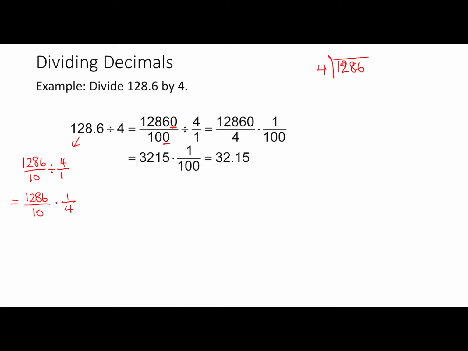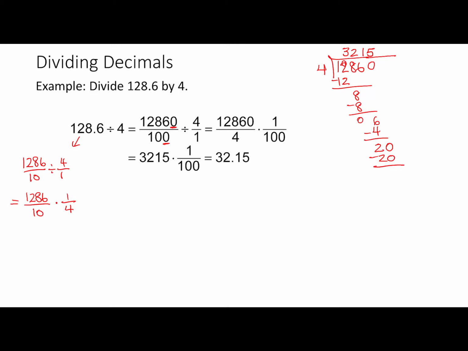So 4 goes into 12 3 times. I bring down the 8. 4 goes into 8 2 times. Subtract 8. And I'm left with 6. 4 goes into 6 once. And I'm left with 2. But notice if I had a 0 here, I could pull down that 0, and this goes into 25 times. 4 goes into 25 times.